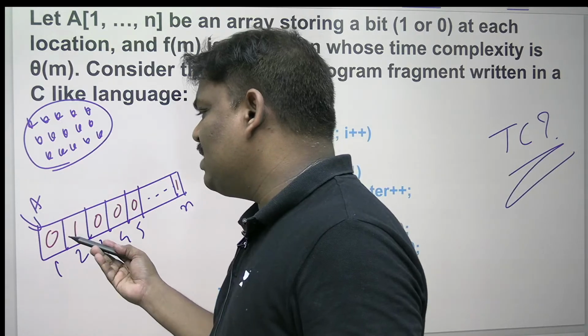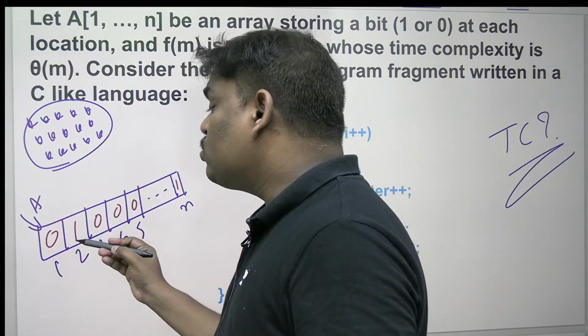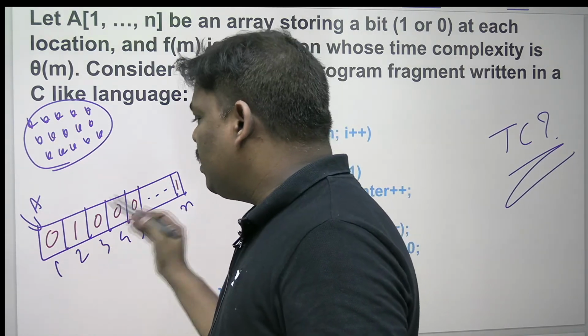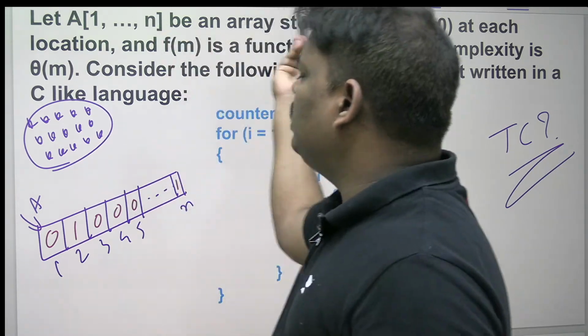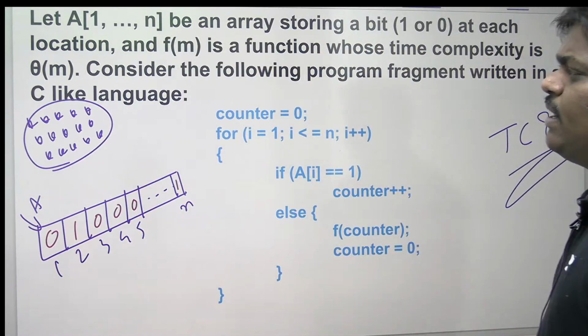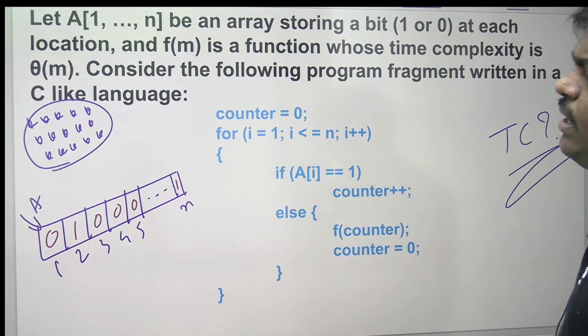Some students are asking, sir, can I store all zeros? Yes. Can I store all ones? Yes. Can I store alternating values? Anything is okay, because he didn't show anything. He simply said that this array name is A, which contains n slots, and every slot contains a bit, 0 or 1, at each location. I think until now it is fine.